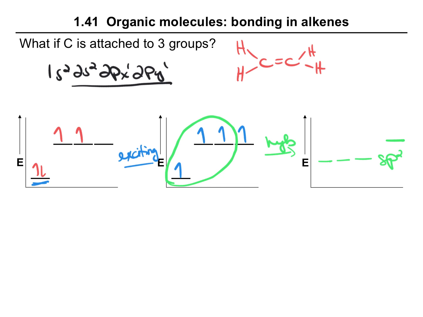Let's put our electrons back in, and now we have 1, 2, 3 electrons in the sp2 orbitals and 1 electron in the p orbital. And now we can see that we have these 3 half-filled sp2 orbitals, which can make 3 sigma bonds, and we have an unchanged p orbital, which could be involved in the formation of a pi bond. And so we can use these to explain the bonding in ethylene.